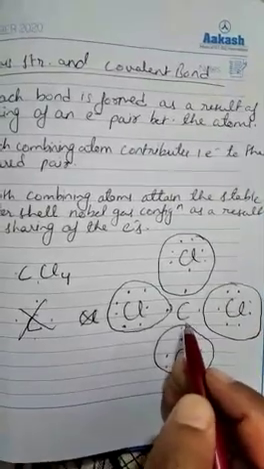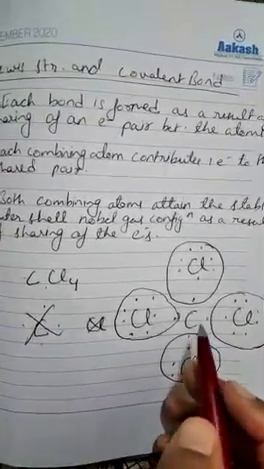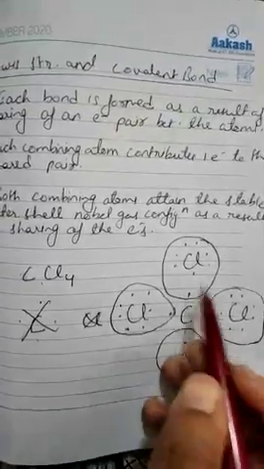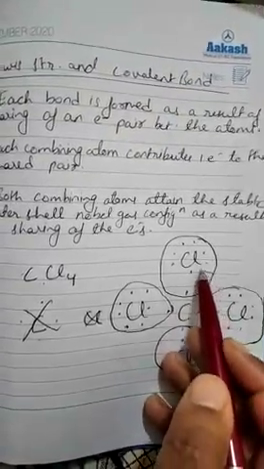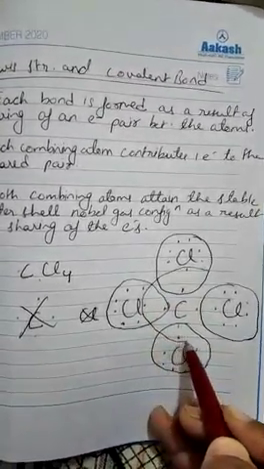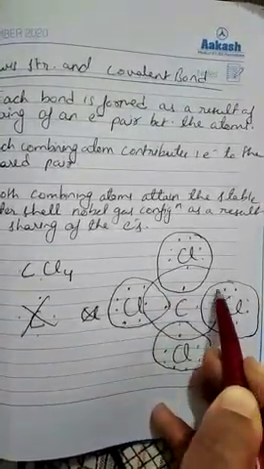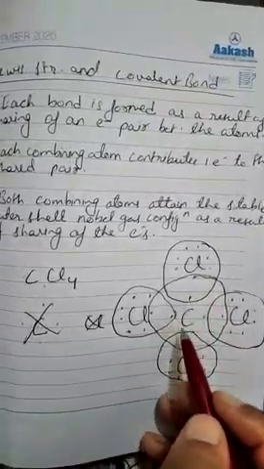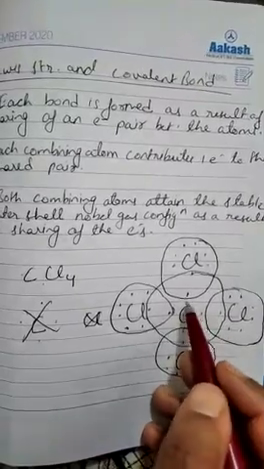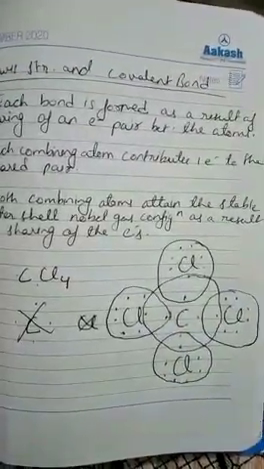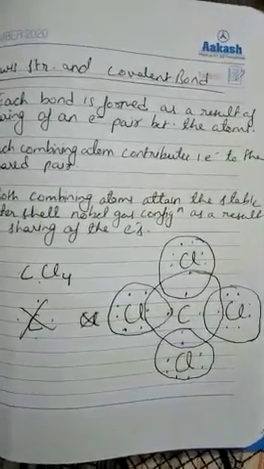Now this carbon atom has 4 electrons. It means that it will need 4 electrons more to complete its octet. So in that case, it will share electrons from all these 4 chlorine atoms. This is how it will also complete its octet: 1, 2, 3, 4, 5, 6, 7 and 8. So this is how we have to represent the covalent bond through Lewis dot structure.